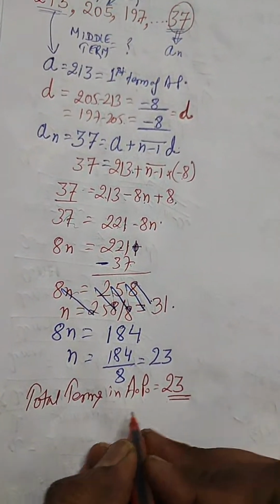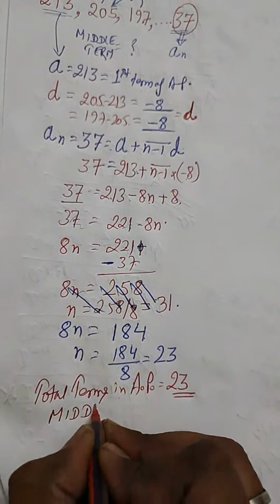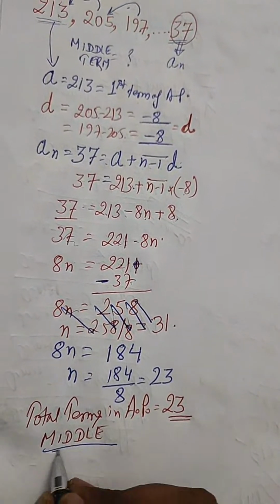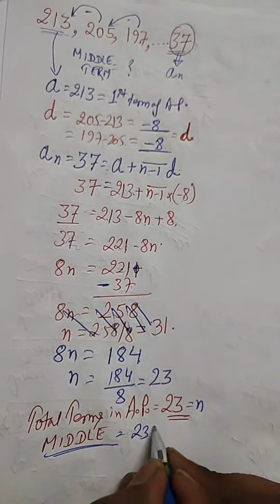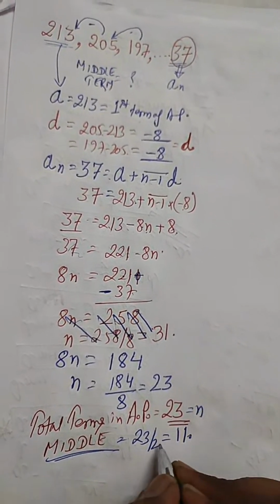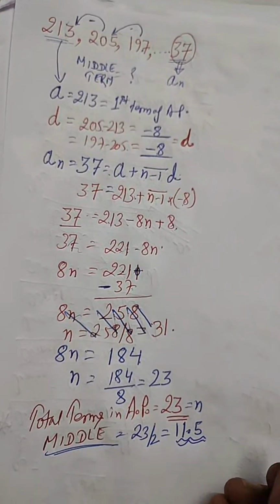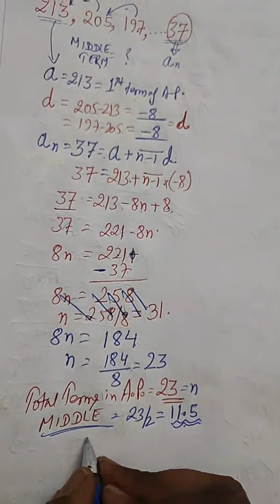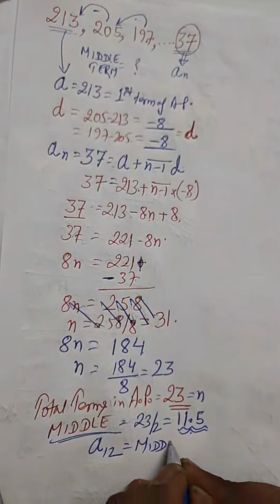the middle term will be equal to how much? If the value of n is 23, the middle term will be 23 by 2, which will give you 11.5. So that means not 11.5, the 12th term is the middle term.